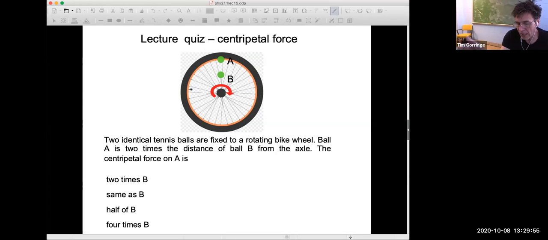But tennis ball A must also be traveling twice as fast in meters per second to get around the circle in the same time as B. So it's going twice as fast, which means that from the velocity alone, that would make the centripetal force 4 times bigger. So the velocity is doubled, the radius is doubled. The velocity doubling makes the force 4 times bigger. The radius doubling makes the force half as big. The combination of those is that you need twice as big a centripetal force for A to go around the circle as for B going around the circle.